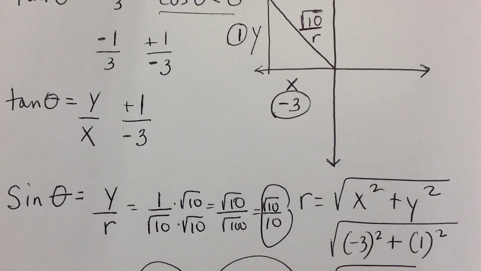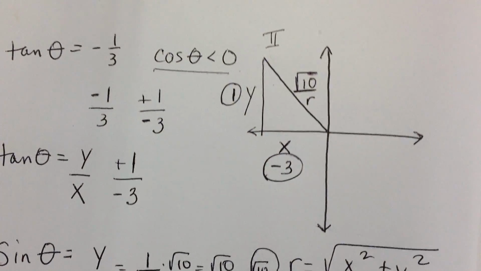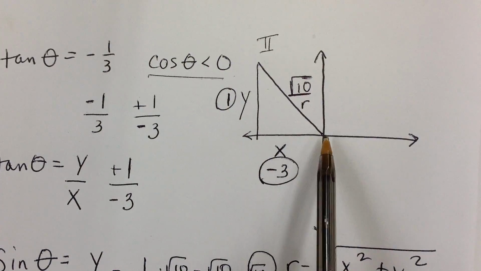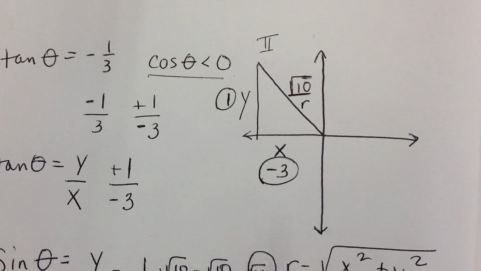So on these, we just have to be very careful in making sure that we're in the right quadrant based on the information that we were given. We knew tangent was negative, but we didn't know if the negative went with the numerator or the denominator. So you had to focus on the fact that cosine was negative, and cosine is negative in the second quadrant. Therefore, we knew x had to carry the negative and y had to carry the positive.